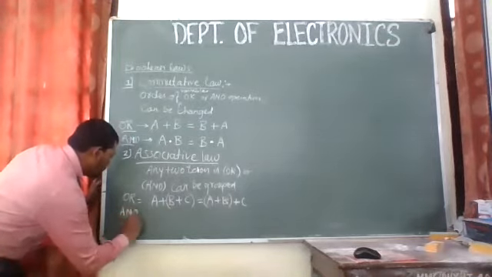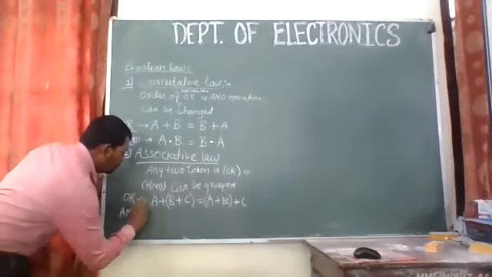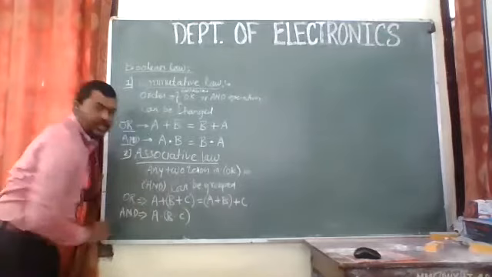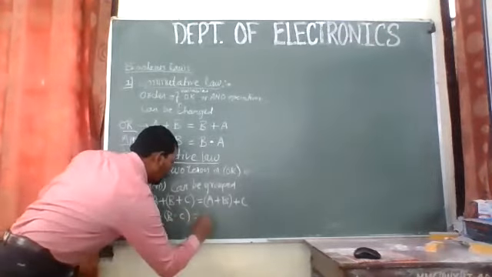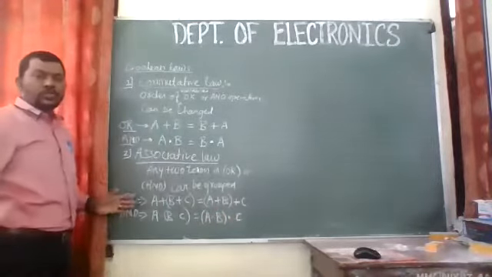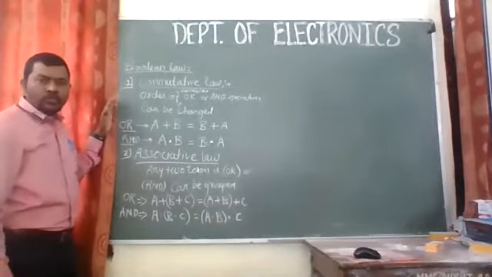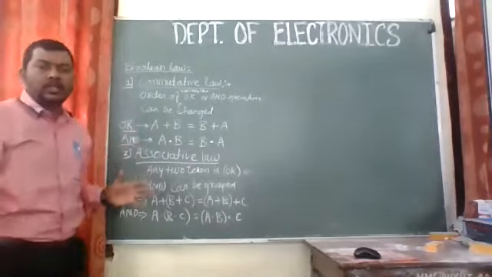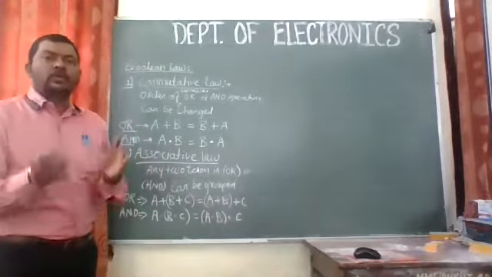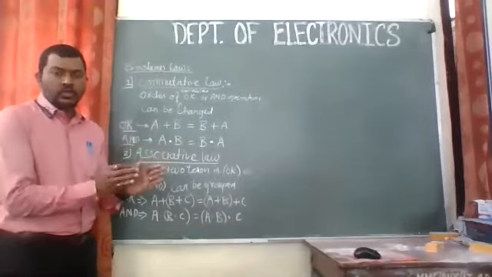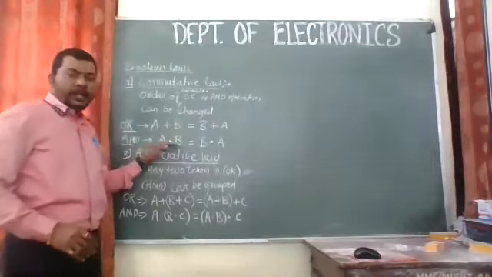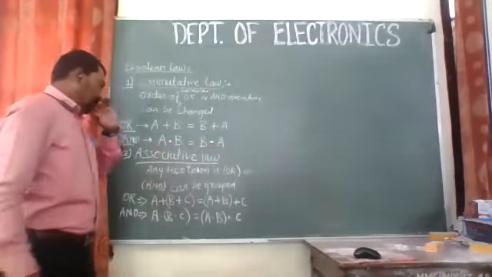Similarly, for the AND operation, we can write A dot B dot C. So B dot C can be grouped, and that can be equated to A dot B dot C. So this is the associative law, right? The first one was the commutative law, in which the order of the variables in sum or product operations can be changed to any position. So A plus B can be written as B plus A. Similarly, A dot B can be written as B dot A.